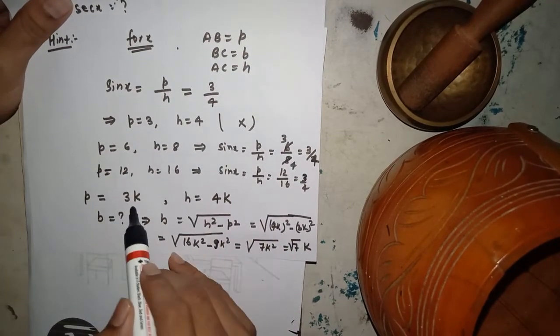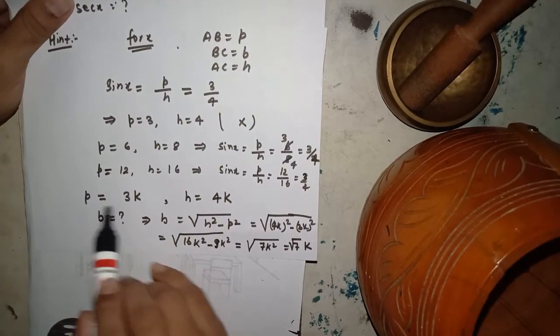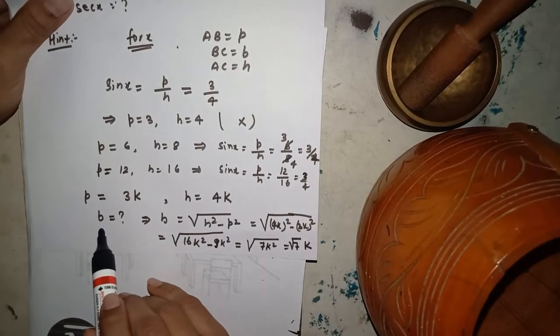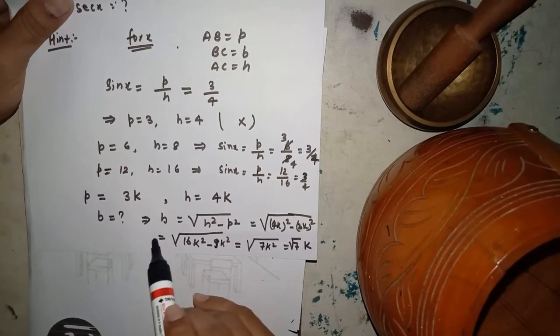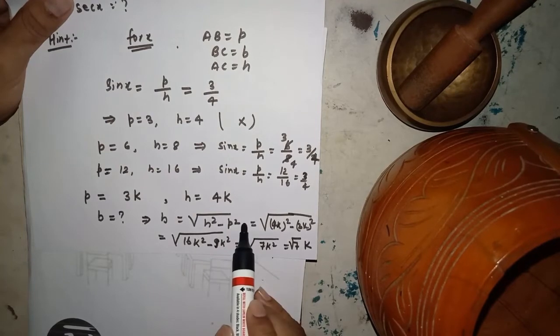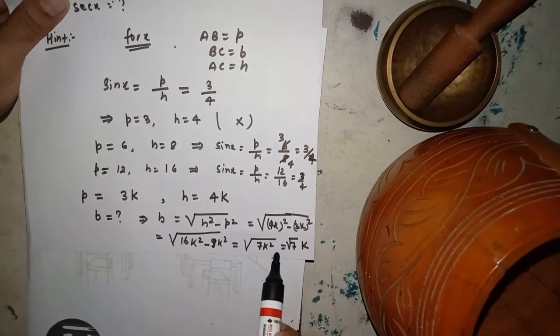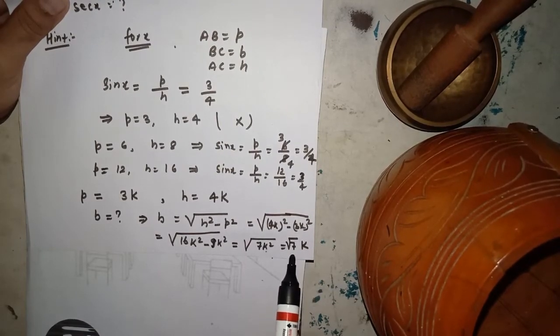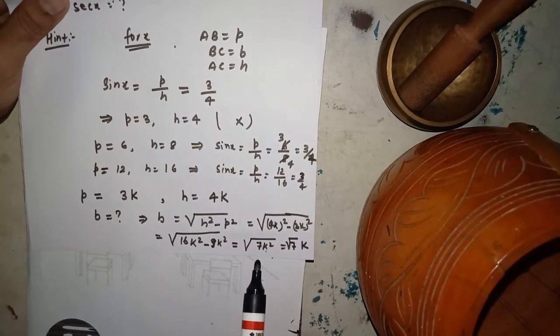So I am taking here the ratio value as k. So P becomes 3k and H becomes 4k. So how do you find the value of B? It is easy. By Pythagoras or Sulba Sutra, B is equal to root under H square minus P square. If you solve it, you get 7k square, root under k square can be taken out from the square root because it is squared, but 7 cannot be. So it becomes root 7 k.